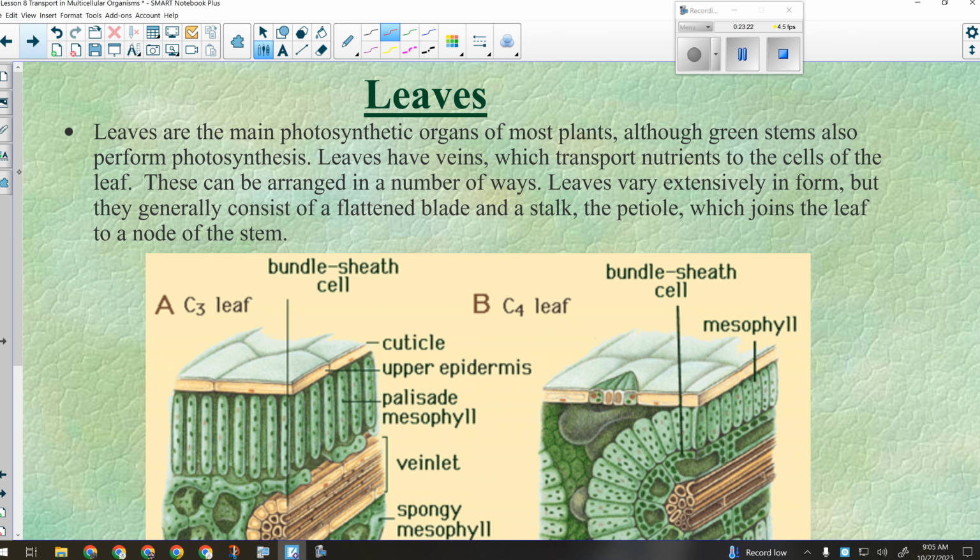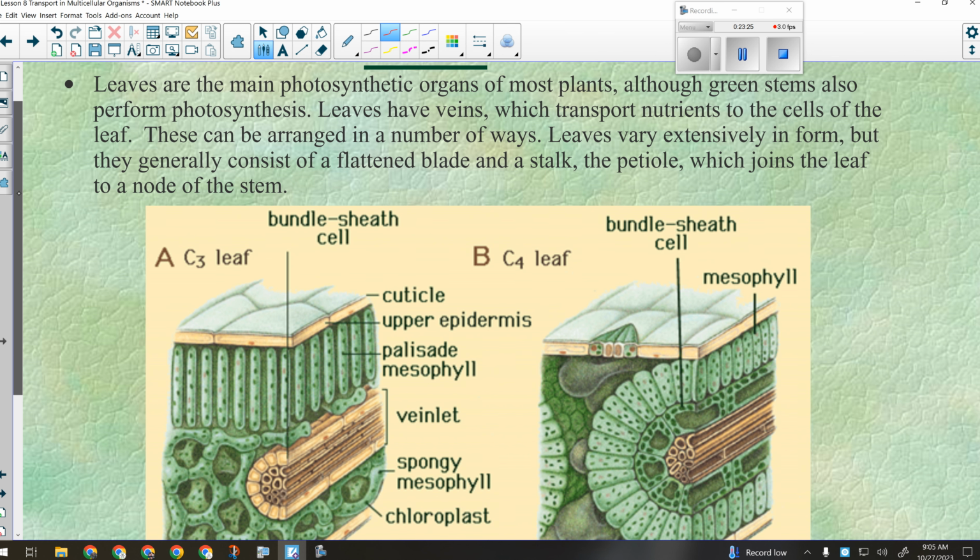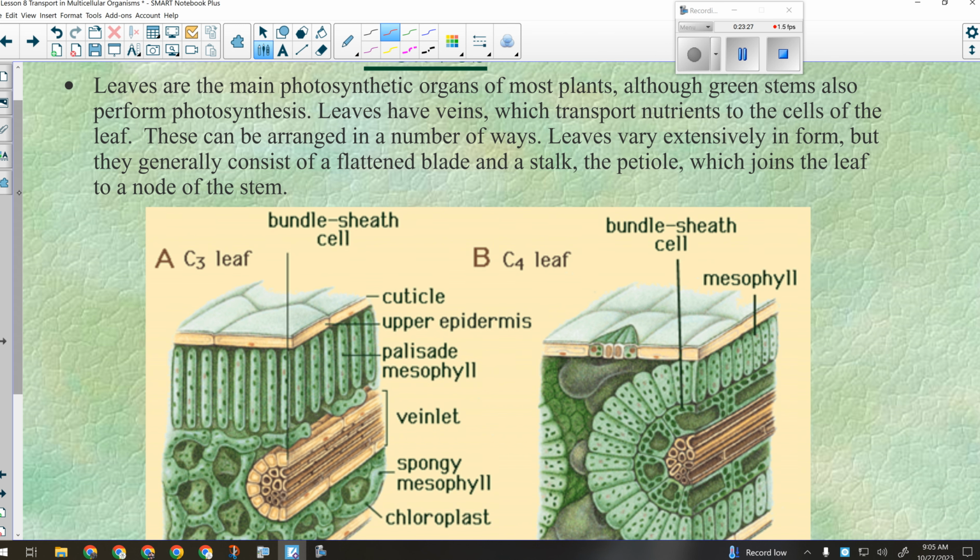All right, and then the leaves. Okay, so once again, we see this diagram of the layers of the leaf. Main job of the leaf, photosynthesis. It's green, it's flat, it's exposed to the sun. They can be arranged in a lot of different ways. Leaves vary extensively in their shape.